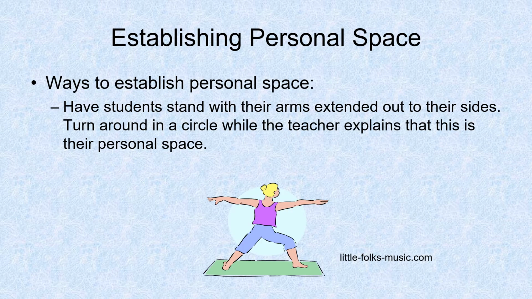Now let's consider some ways that you can help establish personal space. You can have students stand with their arms extended outward to their sides. Ask them to turn around in a circle, and then you as the teacher can explain this is your personal space for movement. So we don't want anybody to be bumping into each other. This would be one way to help students understand the amount of space that they need to move.